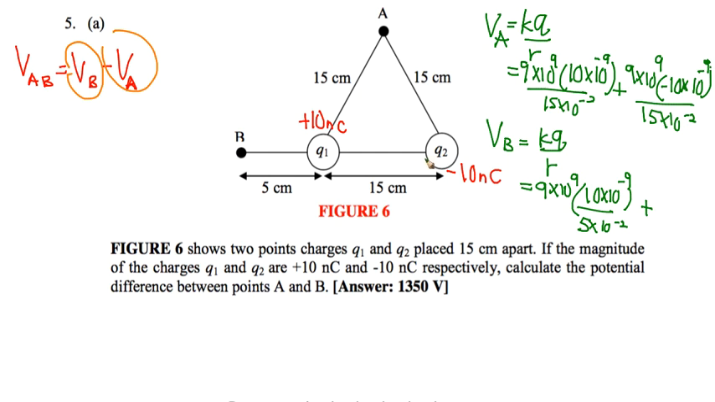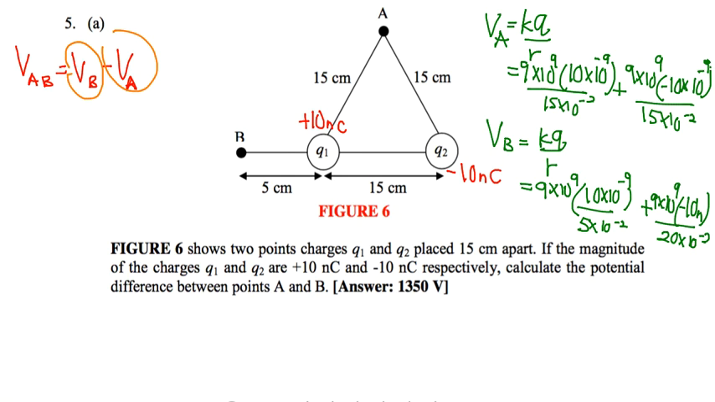Plus the potential at point B from charge Q2. K is 9 times 10 to the power of 9, times the charge Q2, which must include the negative, in nanocoulomb, times 10 to the power of minus 9. The distance from Q2 to point B is 15 plus 5, which is 20, converted to meters is times 10 to the power of minus 2.